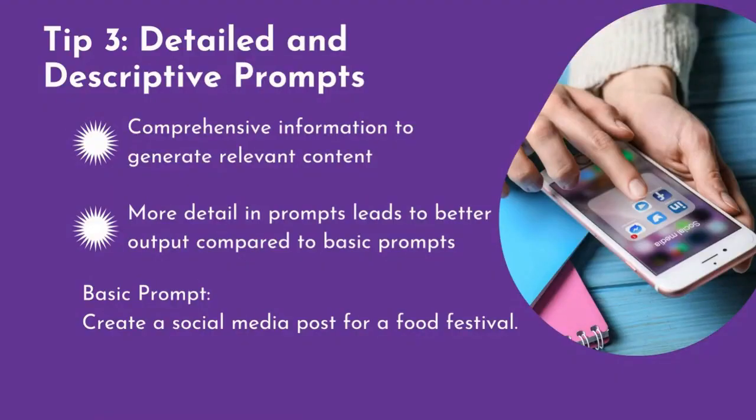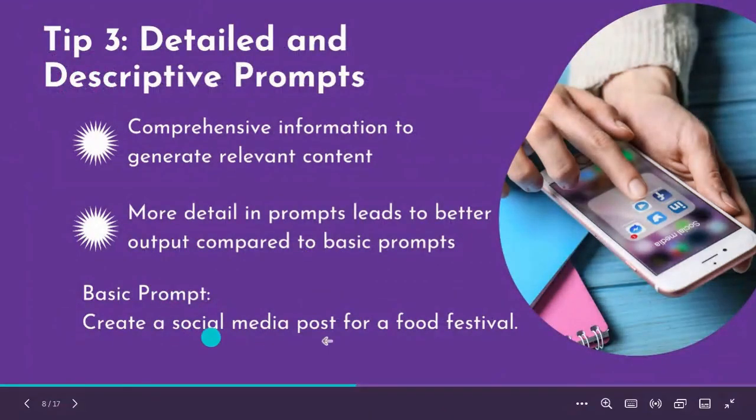Detailed and descriptive prompts are key to getting the results you want. So, for example, when you're creating a prompt, you can have a basic prompt, but comprehensive information will generate relevant content. The more detail you give it, the better result you're going to get. It leads to better output. The basic prompt was down here: create a social media post for a food festival.